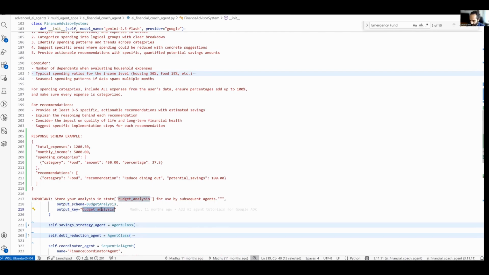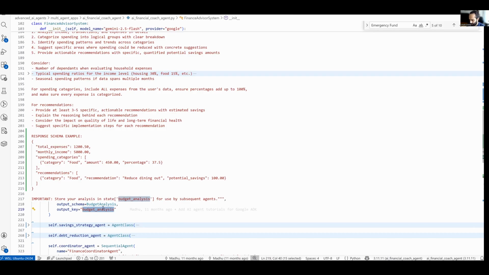So for the output key, it's actually the key that I talked about that will be added in the state where the next agent will go to read the information provided by this agent. So the agent will put its output in this key that will be read by the following agent. This is for the output key. Also, this is the schema or the object that I talked about that we provide to the agent to avoid any anomalies in the agent output.